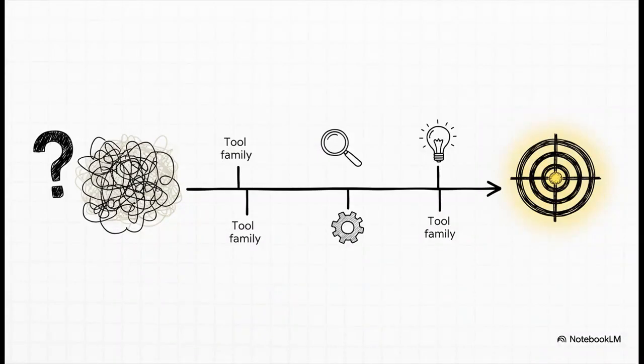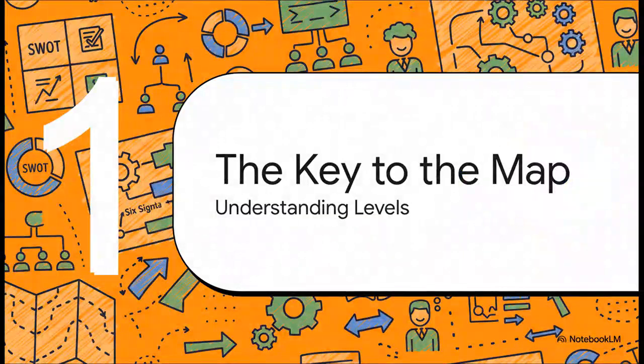Well, that's exactly what Annex C is. Seriously, think of it less like a boring technical document and more like a practical, easy-to-use decision guide. It lays out everything you need to know about each tool so you can make a smart choice every single time. So how do we start reading this map?